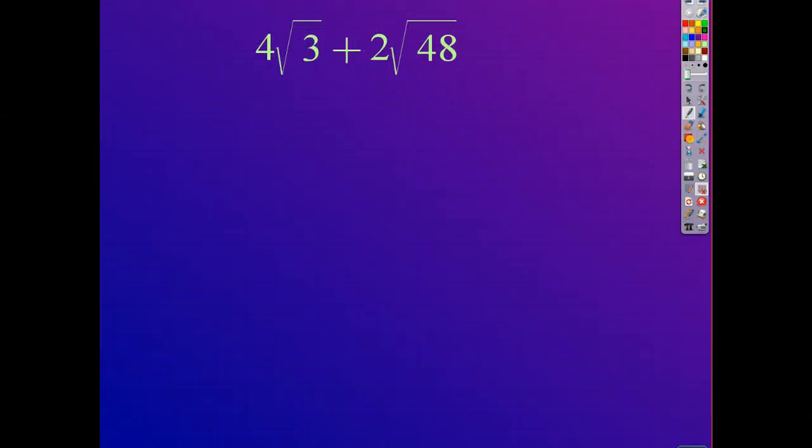So let's try another one here. Why don't you go ahead and simplify this first, and then we'll see if we can add it. Go ahead.